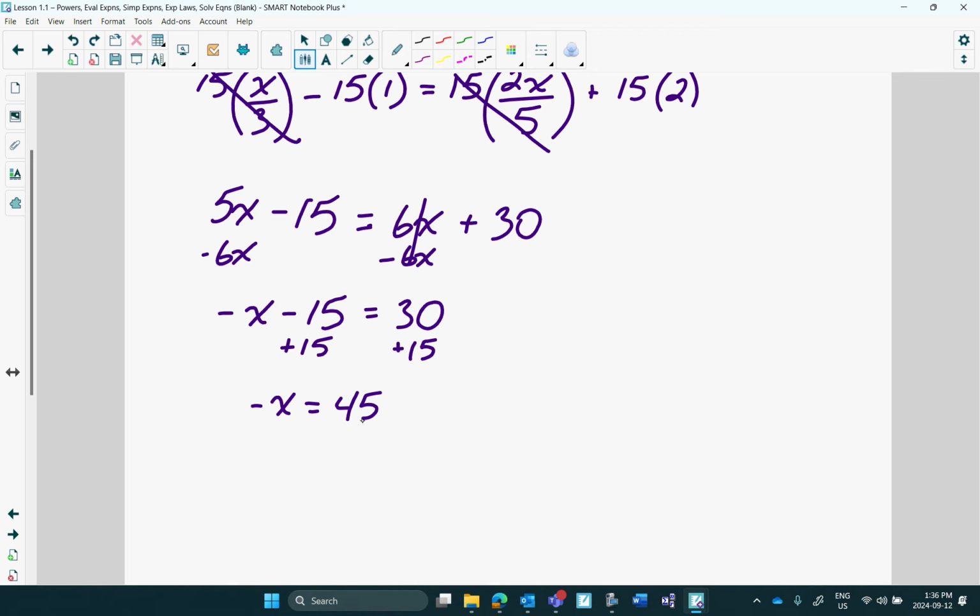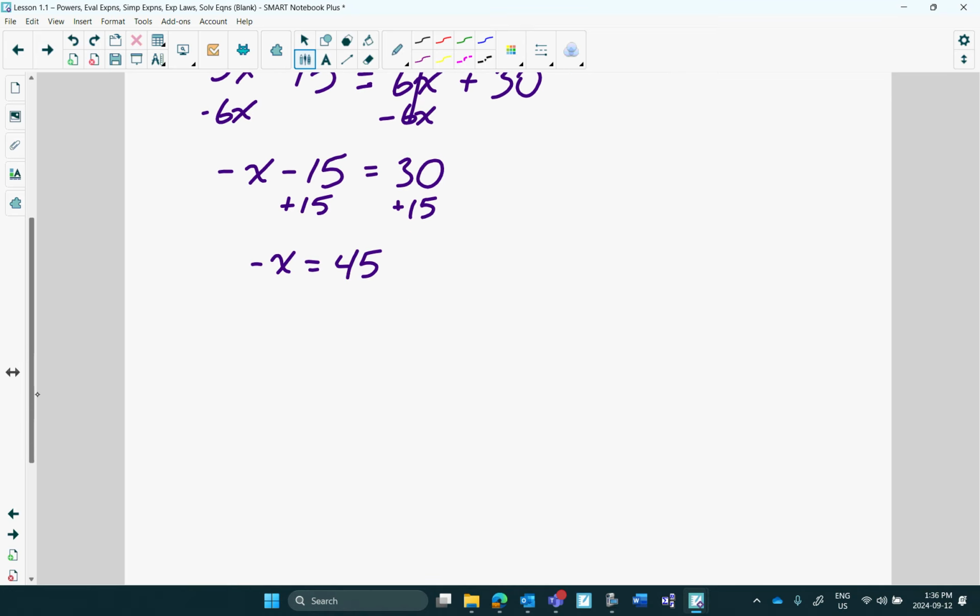Have I solved yet? No. Just the x is not by itself. There's still a negative there. I have to get rid of that negative. I'm going to add, what would I add? Nothing. So if I add nothing, negative x equals 45. Same thing. Once again, trying to solve, I will add nothing. No. You can't add x, because then you get 0 equals 45 plus x.